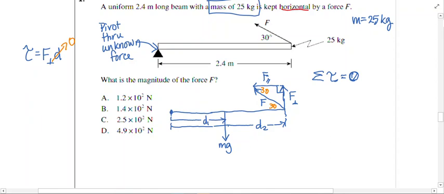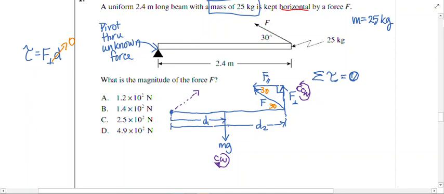I'm going to have one torque from my weight. The weight's going to want to twist the beam in this clockwise direction. And then this force going upward is going to want to pull the beam in this counterclockwise torque. The force coming through the pivot here we don't care about. This torque is zero, as I already mentioned. So it's just these two torques that need to balance each other off.